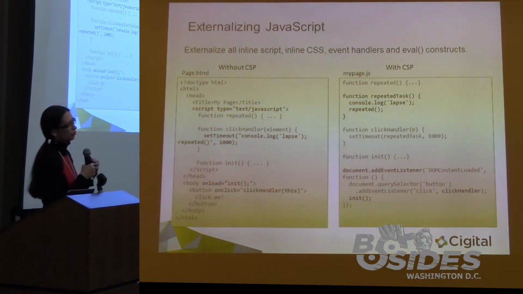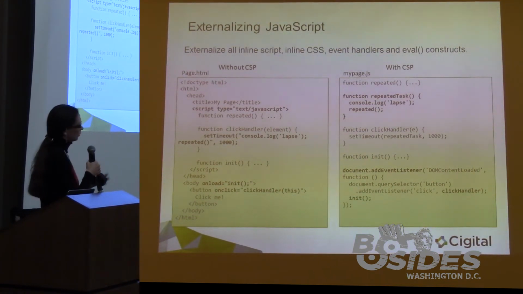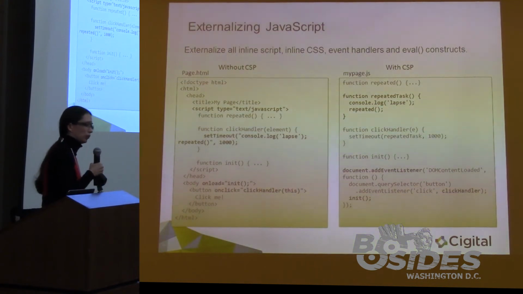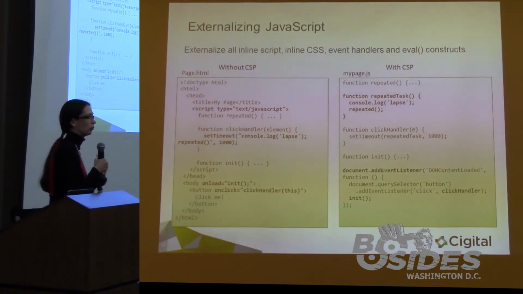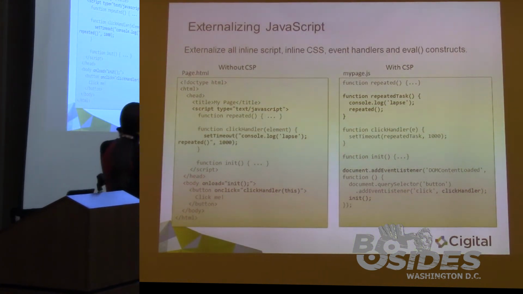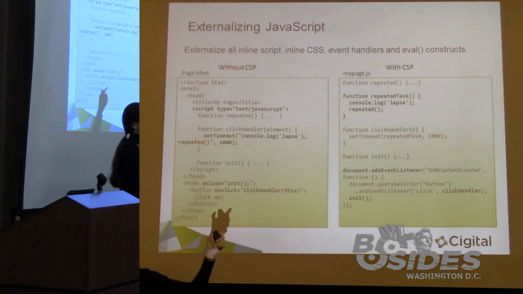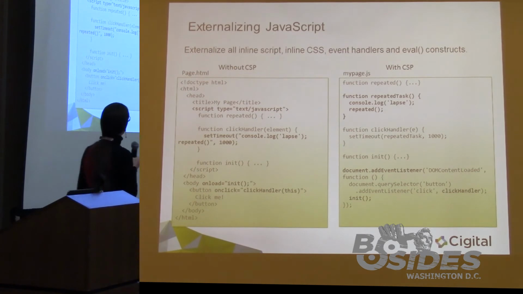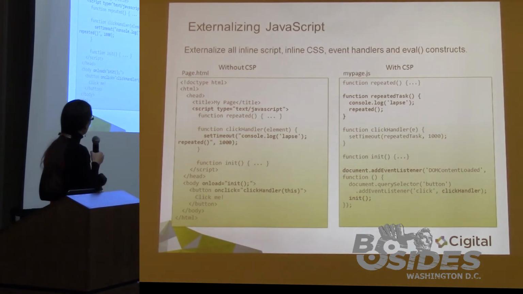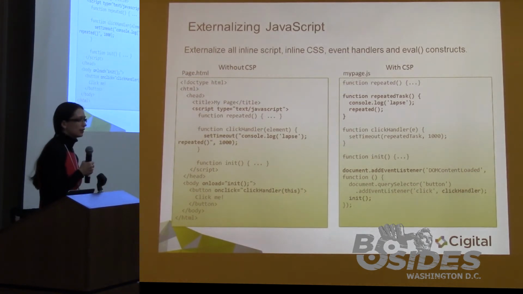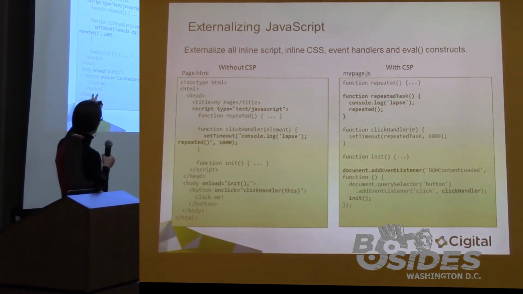So now we need to take this function, pull it apart, and make it into a separate function because we cannot use eval or eval constructs. So we created a separate function called repeated task, and pulled those calls out there. And what's more complex is that now we cannot use any event handlers.